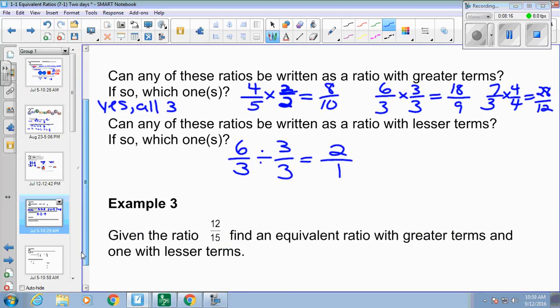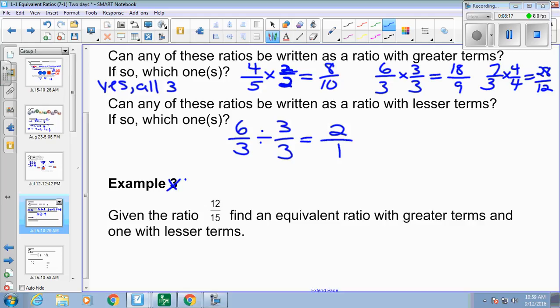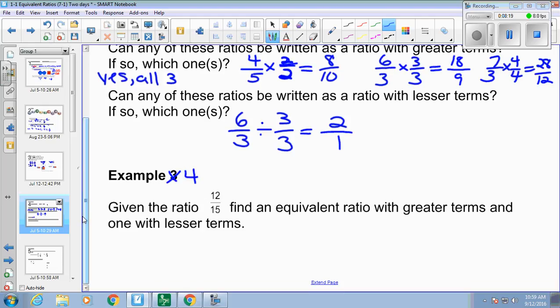This is actually example number 4. Apologize for that. Given the ratio 12/15, find an equivalent ratio with greater terms and one with lesser terms. On your paper, it's only asking you to do lesser terms. So what we're trying to do is we're looking at 12/15. We're saying, is there a number that goes into both 12 and 15 that they're both divisible by?